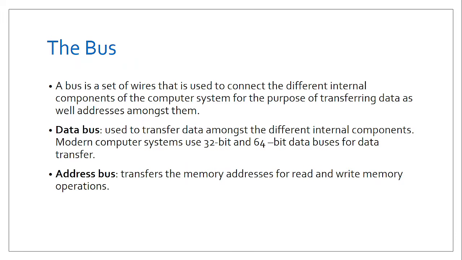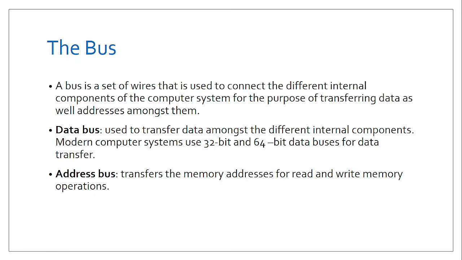Right. So you might ask, how does the computer, I mean the CPU, transfer the instructions from the main memory, maybe to the logic unit or to the control unit? It does this through a set of wires known as the bus, right? So a bus is a set of wires that is used to connect the different internal components of the computer system for the purpose of transferring data from the main memory to the processor.